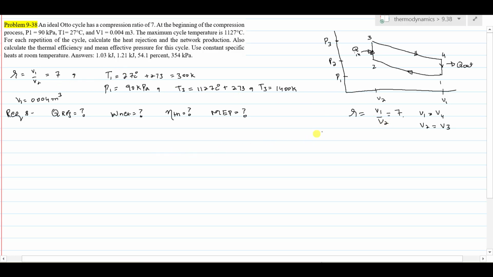Now come towards the solution. I hope you understand all the concepts required during this Otto cycle. If there is still any confusion, you can ask in the comments. Now come toward the solution.